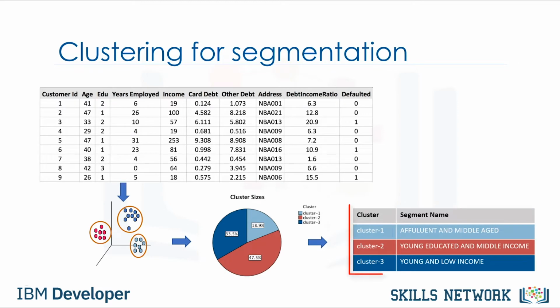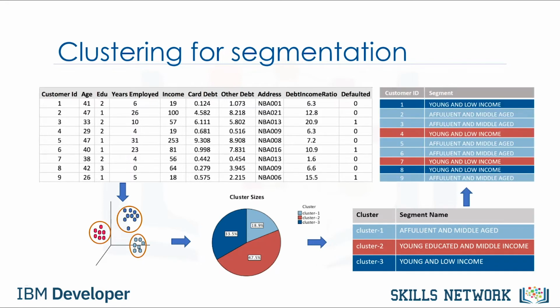Now we can create a profile for each group, considering the common characteristics of each cluster. For example, the first group is made up of affluent and middle-aged customers. The second is made up of young, educated, and middle-income customers. And the third group includes young and low-income customers. Finally, we can assign each individual in our dataset to one of these groups or segments of customers.